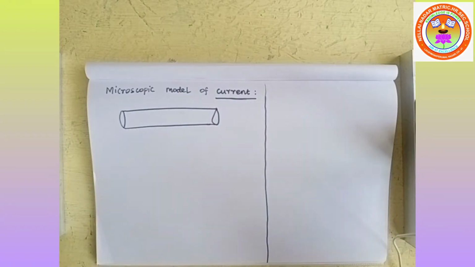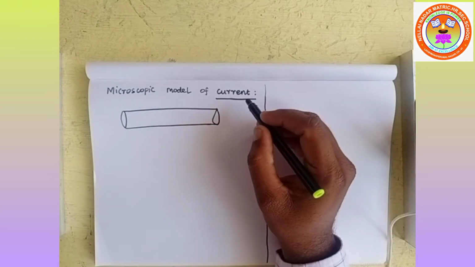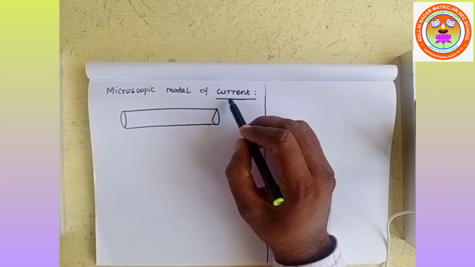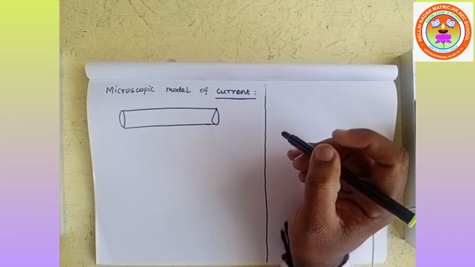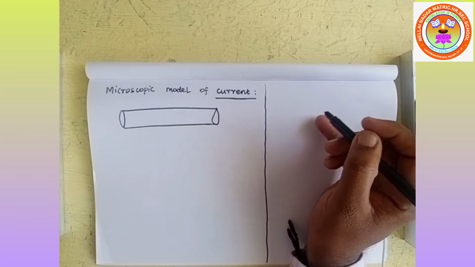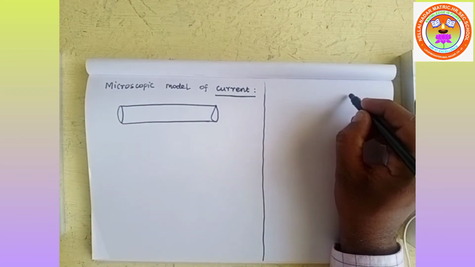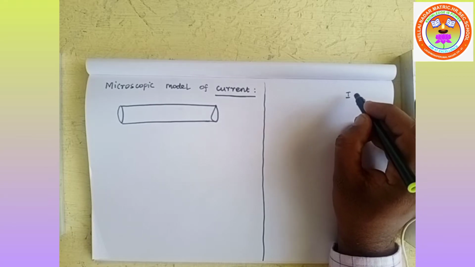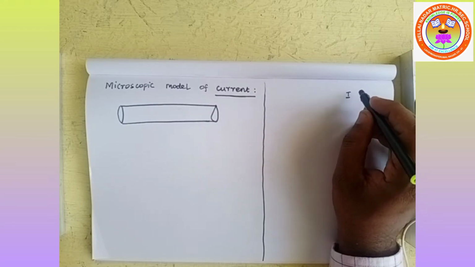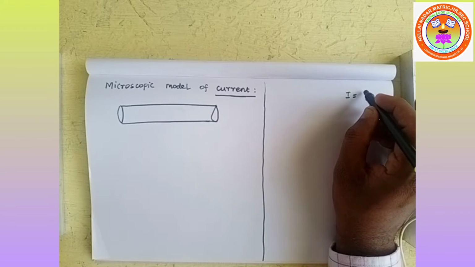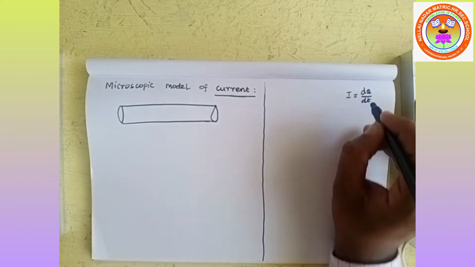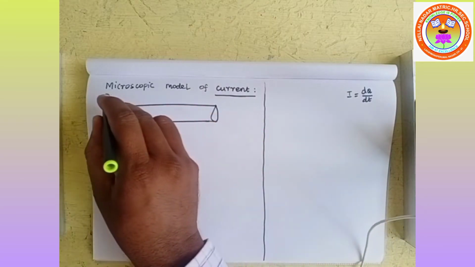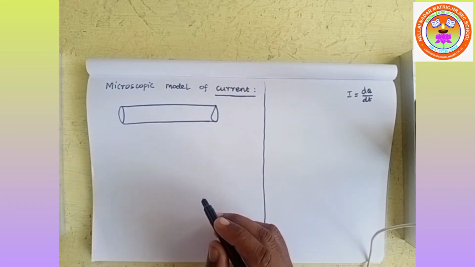Students, next topic: microscopic model of current. Already you know what is meant by current. The flow of electrons is called current. Simply, the rate of flow of charge is called current. So the general formula for the current is I equals dq divided by dt. In today's class we are going to discuss the microscopic model of current.